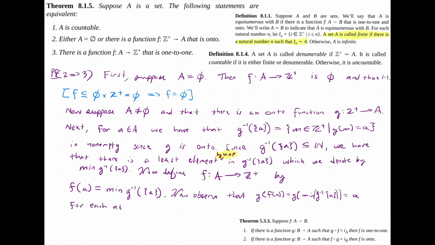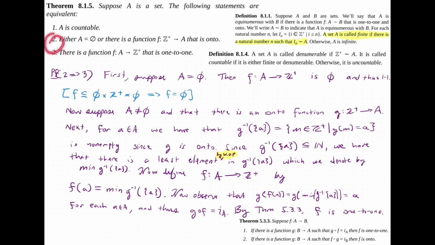For each a in A. So we have this equality, and thus we have that g composed f is the identity function on A. And now we have theorem 5.3.3 to the rescue, which tells us that if we have a function g from B to A such that g composed f is the identity, then f is 1 to 1. And so by theorem 5.3.3, f is 1 to 1. And that takes care of 2 implies 3.